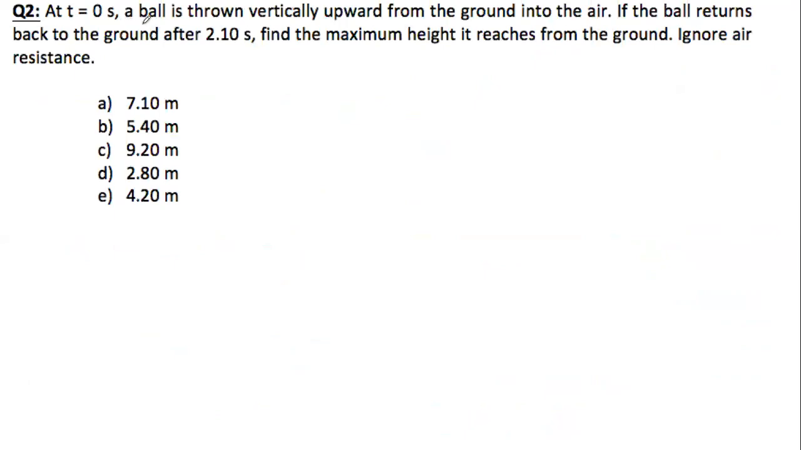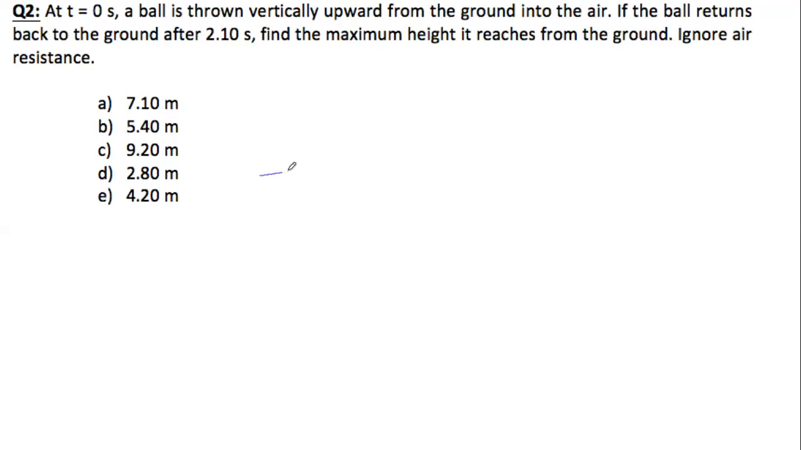At t equals 0, a ball is thrown vertically upward from the ground into the air. The ball returns back to the ground after 2.1 seconds. Find the maximum height it reaches from the ground. Ignore air resistance. So what do we do here?